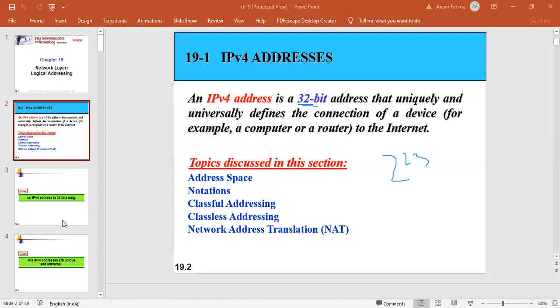So, what is the use of IPv4 addressing? It uniquely and universally defines the connection of a device to the internet. Whenever a device is connected to the internet, it is given a unique IP address. You can find the IP from the ipconfig command in CMD, which shows the IP address assigned to that particular computer. This IPv4 address helps the computer to be identified across the globe.